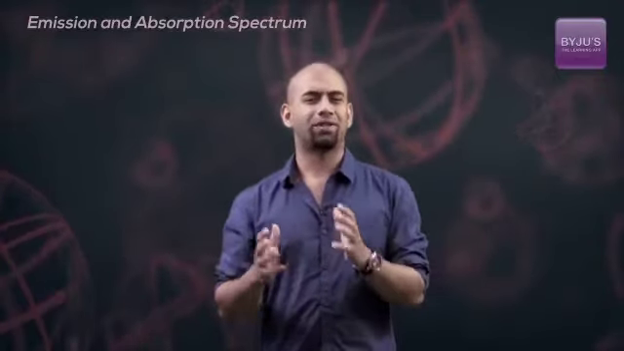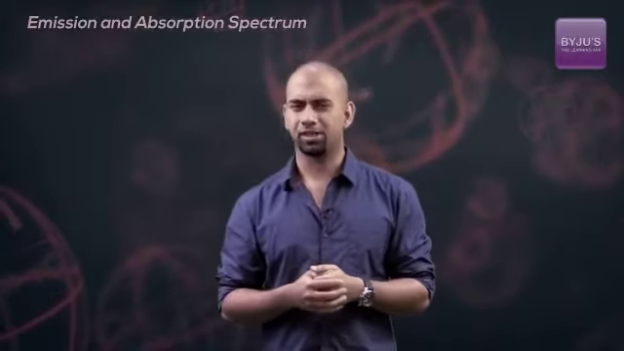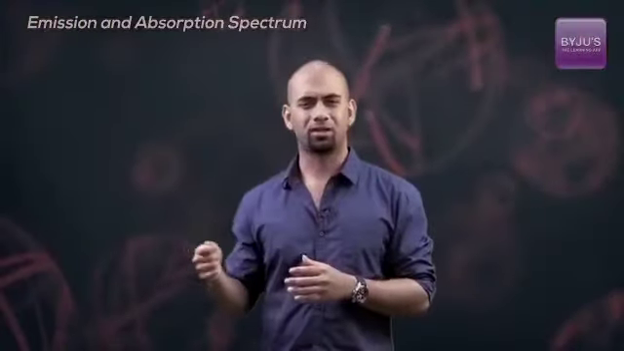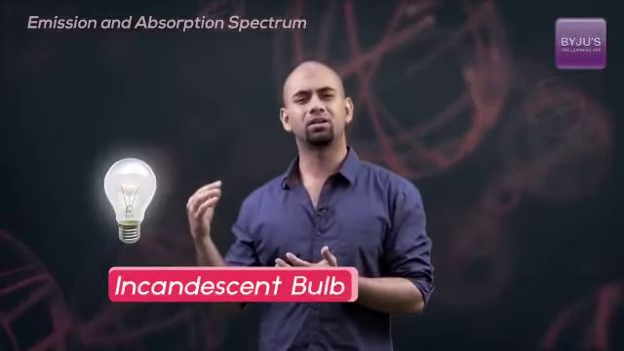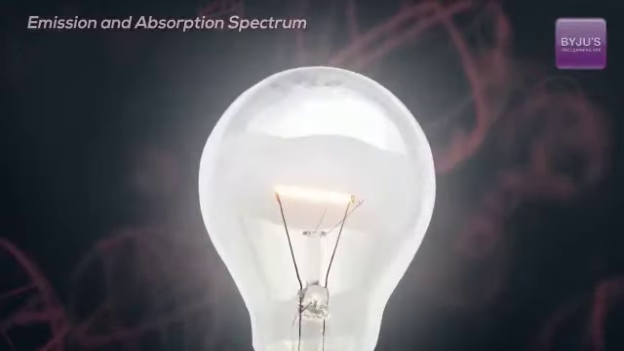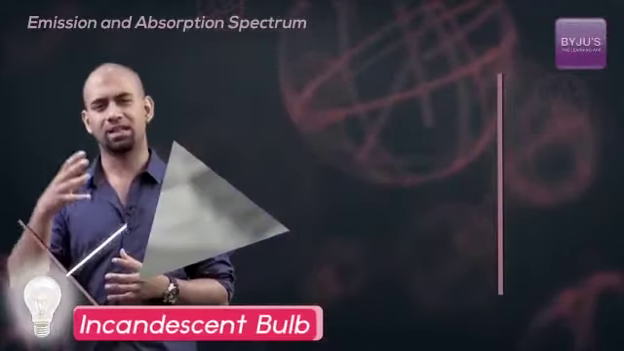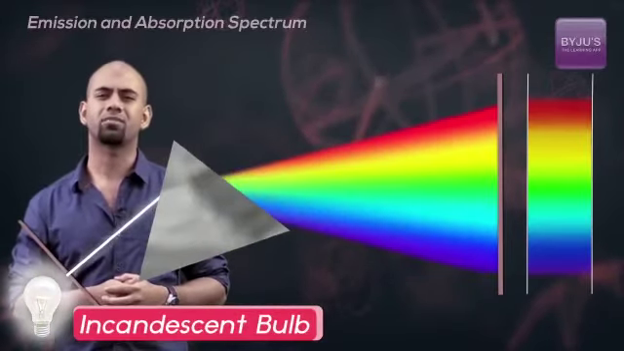We know that if I heat an object, it is going to give out some kind of radiation, right? Like a flame, for example, or a piece of hot metal. Now, if I take an incandescent light bulb, which is basically nothing but a heated tungsten filament, it's giving out some radiation in the form of light. If I take this light, pass it through a prism, and keep a screen behind, what will I get?